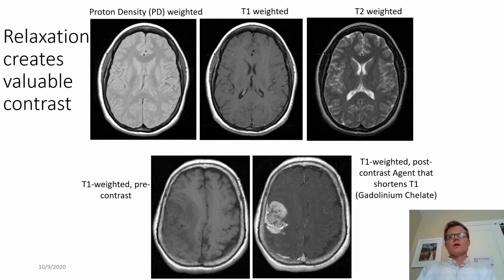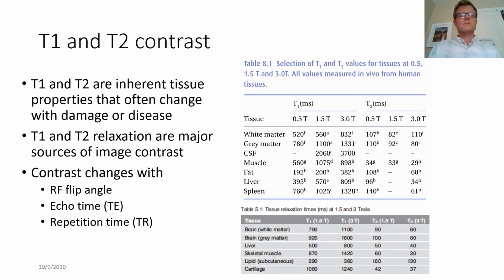So after today, we're going to start to have some pretty clear ideas on how we're going to create these different proton density, T1 and T2 weighted images. And the reason these are valuable is that we have inherent tissue differences between T1 and T2, and again, these often change in disease.